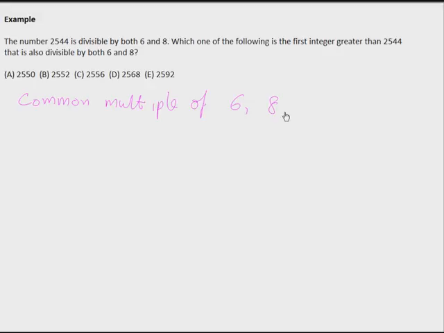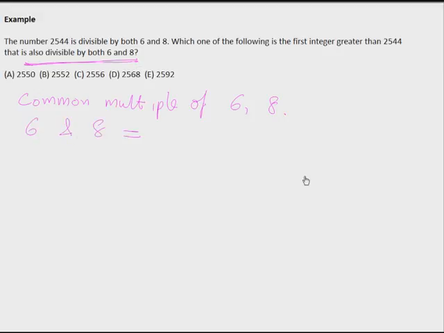Which is the first integer greater than 2544, which is also a common multiple of 6 and 8? That is, which is also divisible by 6 and 8. How do the common multiples of two numbers move? Well, that's an interesting pattern. We need to first find the LCM. So what's the LCM of 6 and 8?